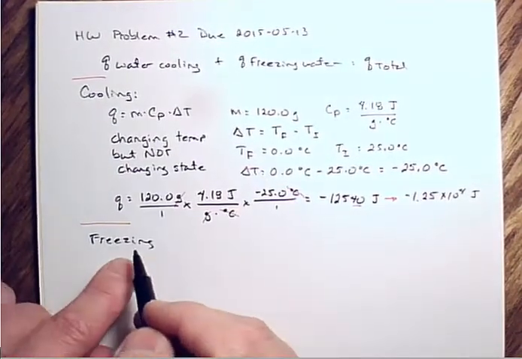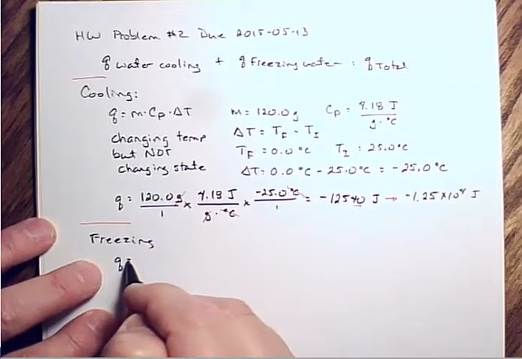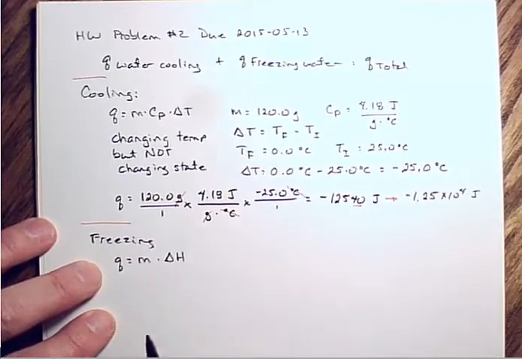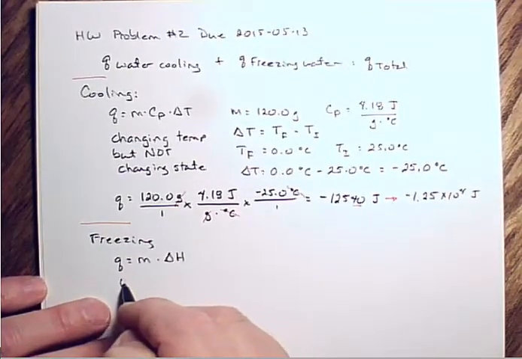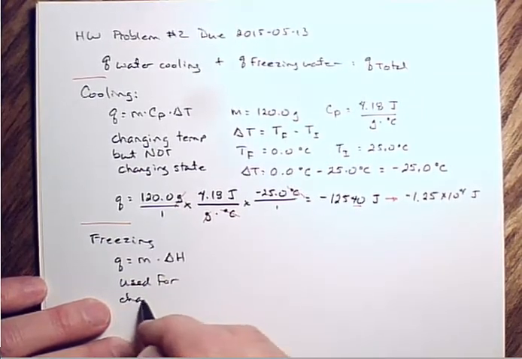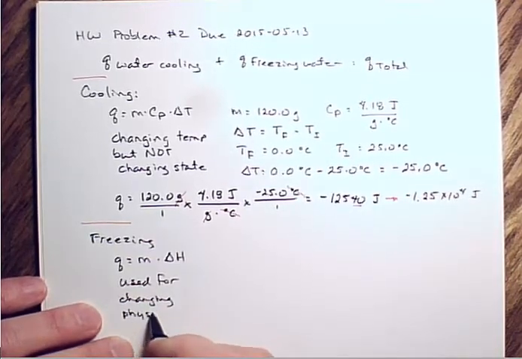If we're going to be freezing, that's changing the state. For that, we need Q equals mass times the change in enthalpy. Okay, so this is used whenever you're changing state, physical state.